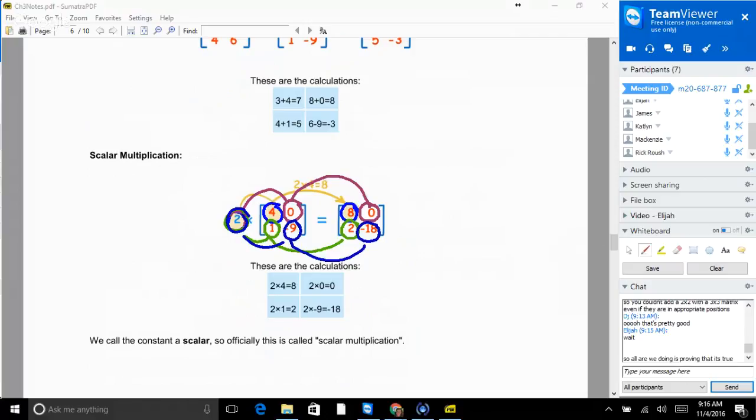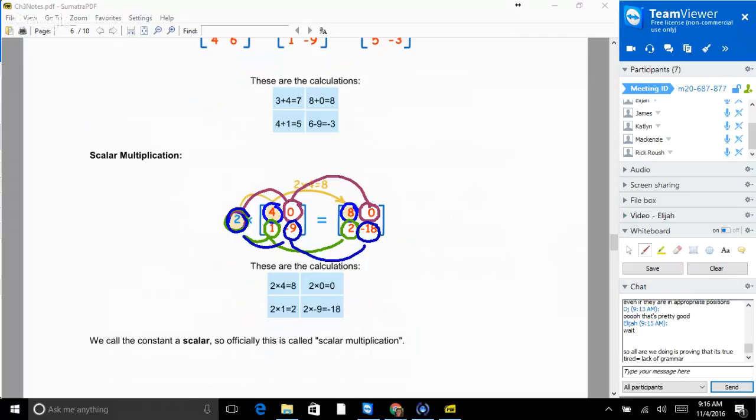That's when you take a matrix and you multiply it by a single scalar constant value. Okay, Elijah says, wait, so all we're doing is proving that it is true? No, we're not proving it's true. We're just learning how to deal with the matrix because you might not have ever seen them before. It's all right. You guys know how well I can do that stuff.